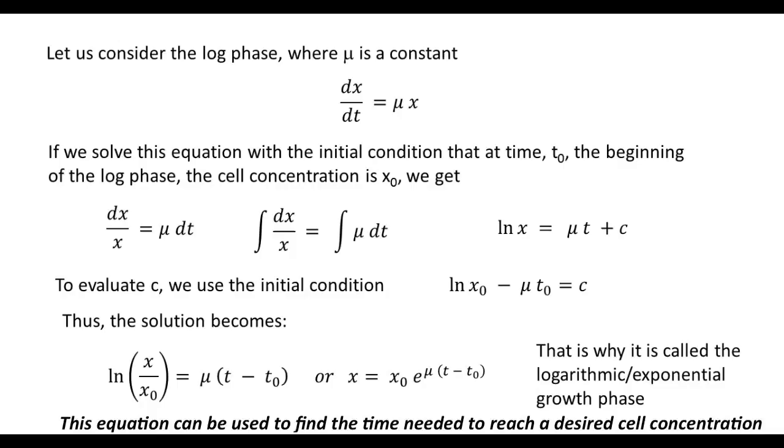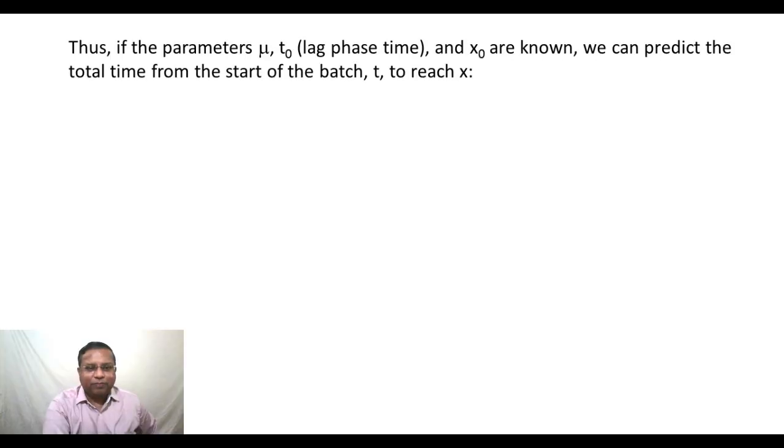This equation can be used to find the time needed to reach a desired cell concentration. That's a straightforward design application. If the parameters mu, t naught, which is the lag phase time, and x naught, which is the concentration at the beginning of the log phase, which may not be very different from the initial cell concentration, we can predict the total time from the start of the batch t to reach x as this.